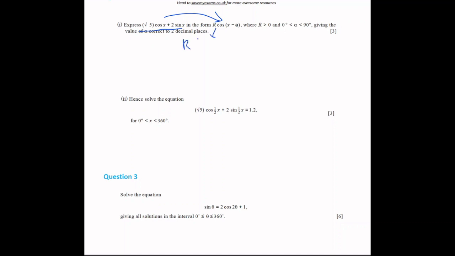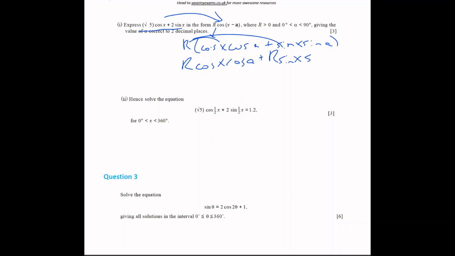This is going to be r times cosine x, cosine a. Then because it's minus plus, we're going to write a plus instead of a minus. Sine x, sine a, just like that. Then I'm going to distribute both my r's to here and to there. R cosine x, cosine a, plus r sine x, sine a.